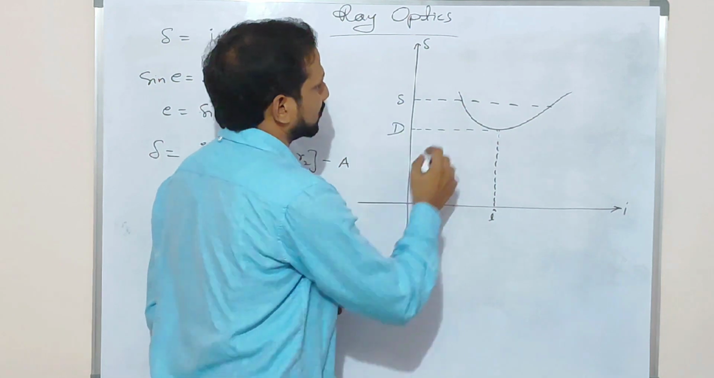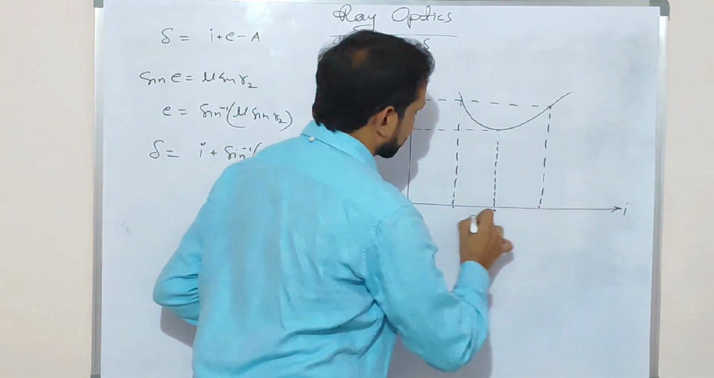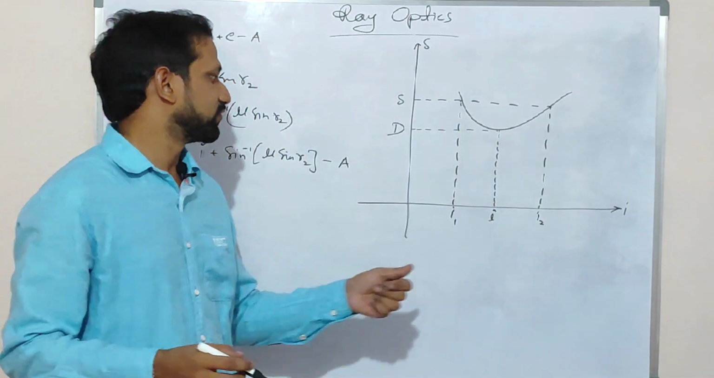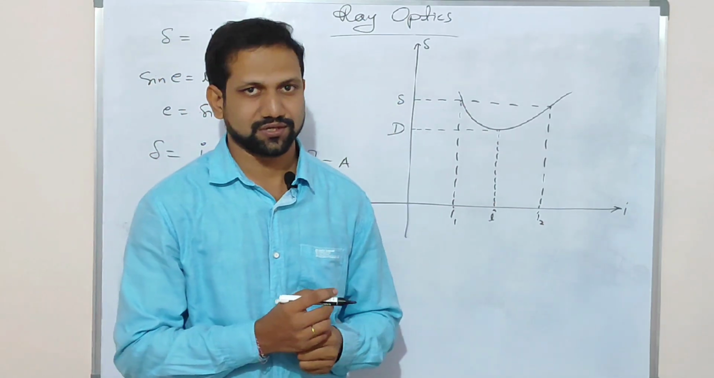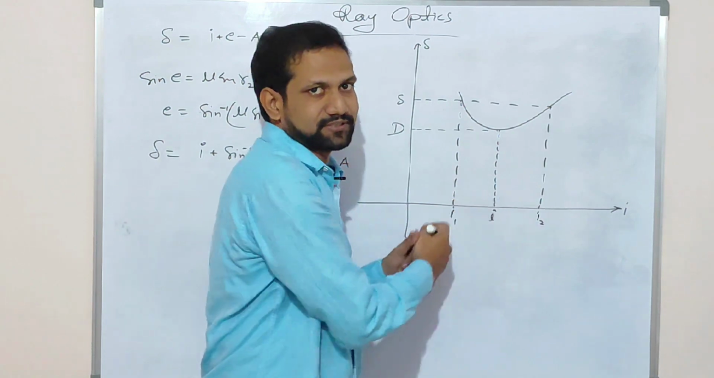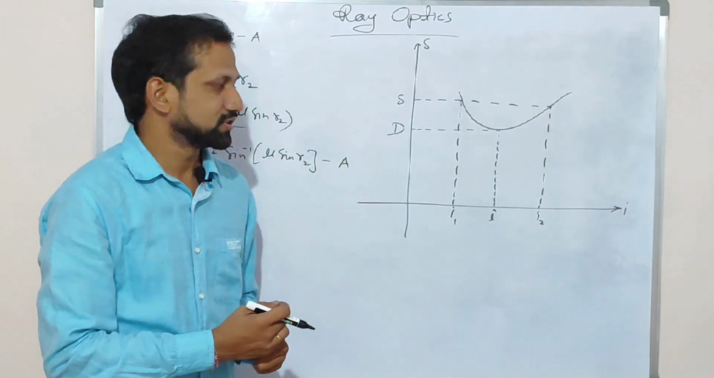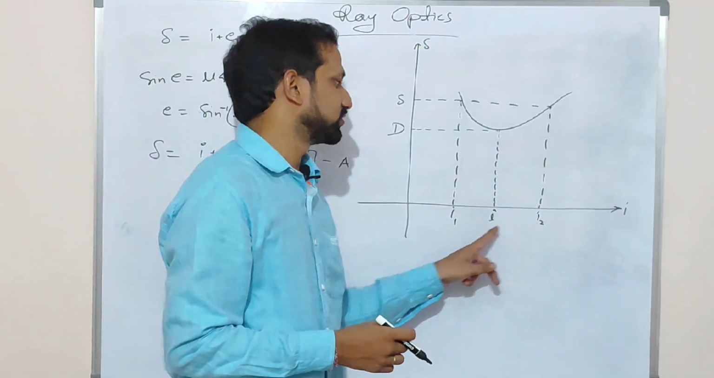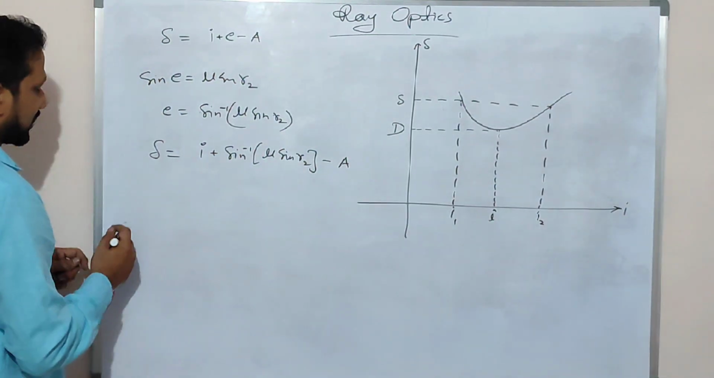From this graph we can also confirm that a deviation delta will be possible for 2 different angles I1 and I2. For 2 different angles of incidence I1 and I2, we can have the same deviation. Suppose I1 is 30 degrees, I2 is 70 degrees. Then for 30 degrees angle of incidence and 70 degrees angle of incidence, the deviation will be the same. So that is what we can understand here.